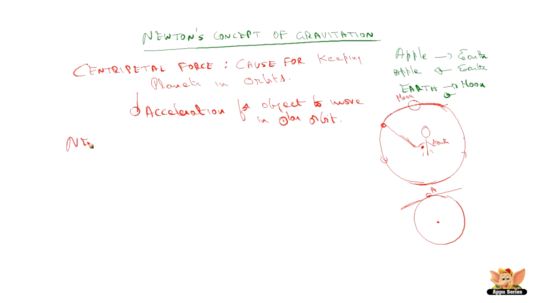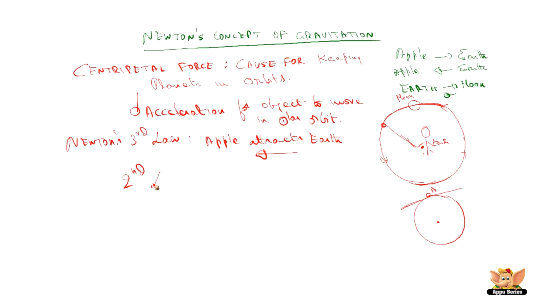Now, as per Newton's third law, we know that every object attracts each other. That means every action has a reaction. So every object attracts each other. That means the apple in this case attracts the earth, and the earth also attracts the apple. The reverse is also true. But why then does the earth not move towards the apple, or the earth not move towards the moon?